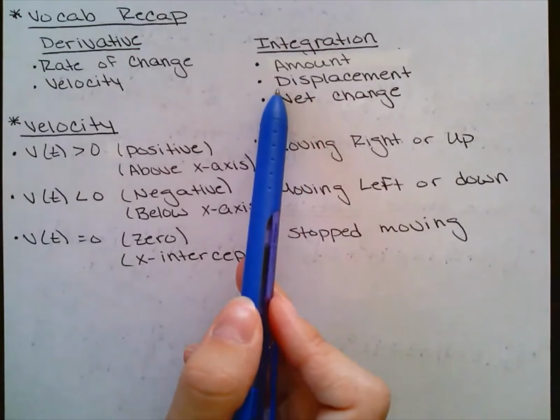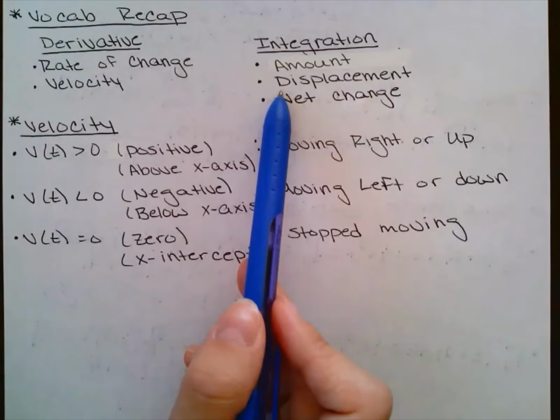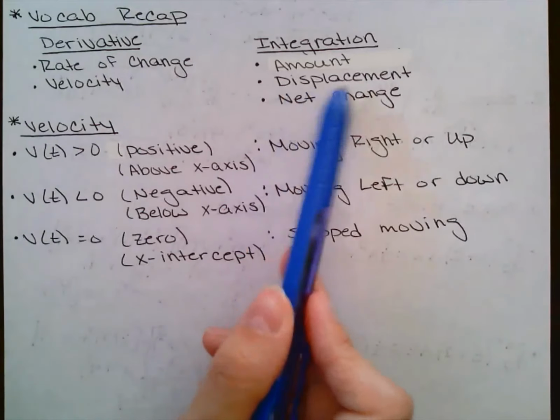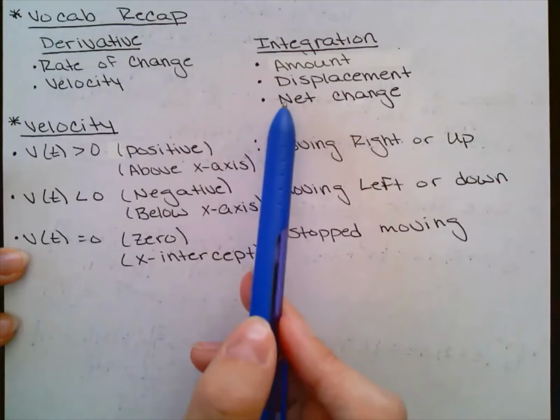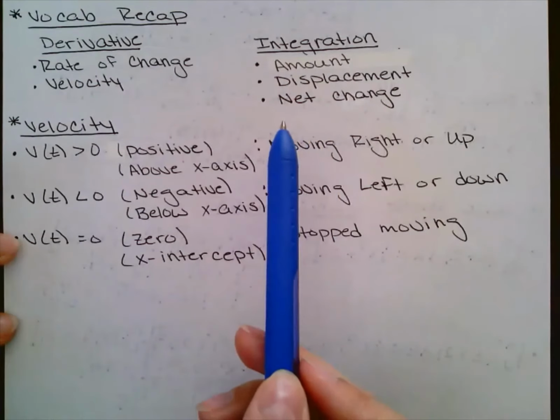Displacement, think about if they ask how much, let's say how much did a car travel from my house to my friend's house, you can also say how far was my car displaced from my house, okay? And a net change, net means like a total amount of change, okay?